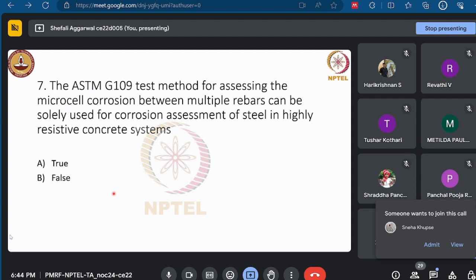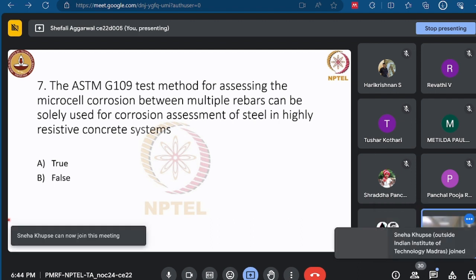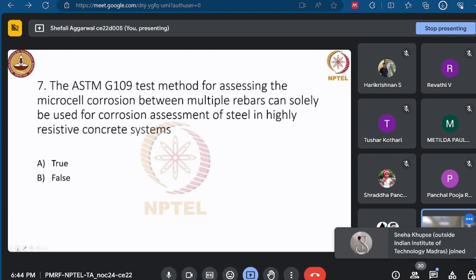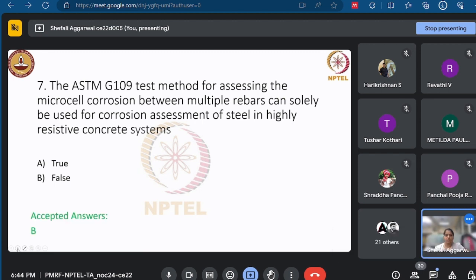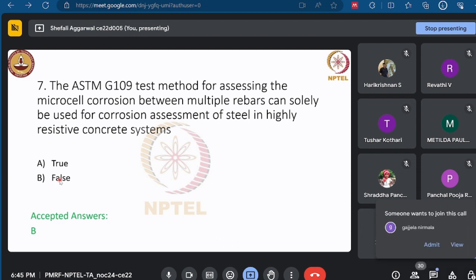You might have not read about it, right? It's a false one. What we are just doing is calculating the potential difference between three rebars. So it doesn't have anything to do with the concrete system. It can be used for the highly resistive system as well as the low resistive system. So that's why the answer is false.